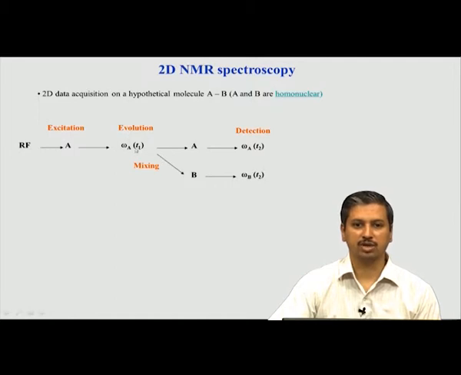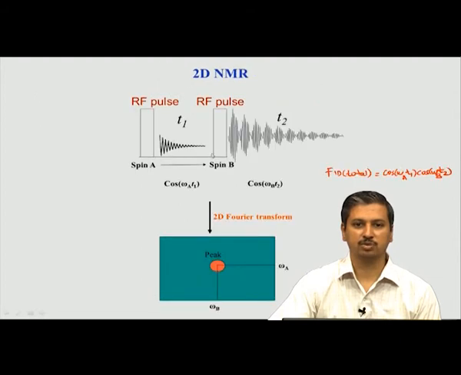Now, when this is evolving it may not transfer complete magnetization to B; it may keep some magnetization with itself, and this is typically what happens in homonuclear cases. So we are looking at proton-proton now. In homonuclear 2D NMR, the magnetization which is supposed to transfer to B does not transfer completely; it keeps something with itself. So if you go back in this picture, at the time where the arrow is pointing, the magnetization has not completely gone to B; some of it is still remaining in A.